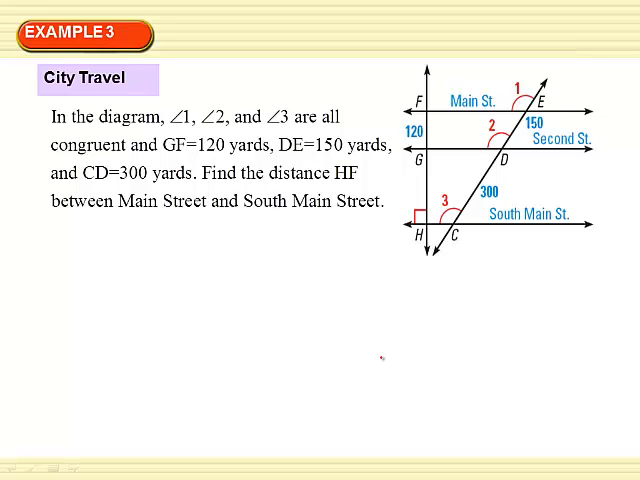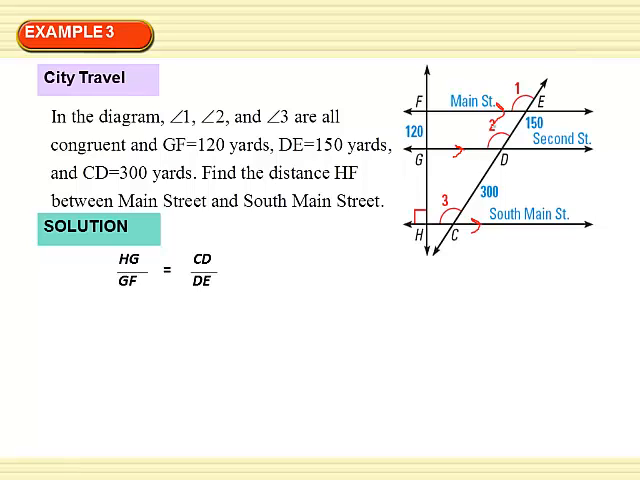So what I'm going to do is set up, again, a proportion, because I know I have 3 lines that are parallel. The reason I know that is because of corresponding angles. 1, 2, 3. Those corresponding angles are all congruent. That means that these lines all have to be parallel. Okay? So I can set up my proportion of HG is to GF and CD is to DE.